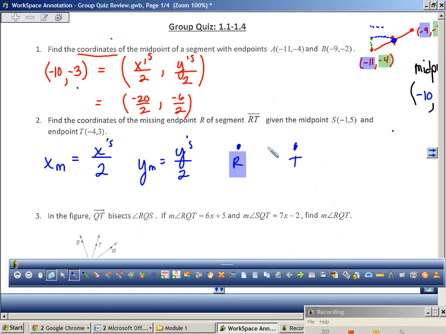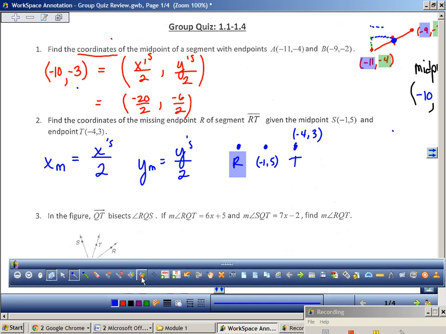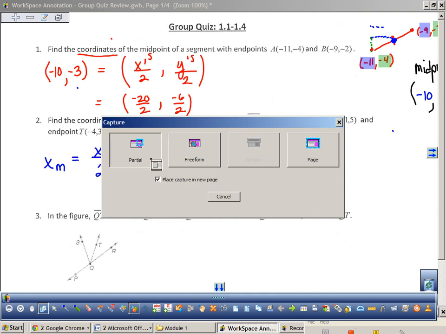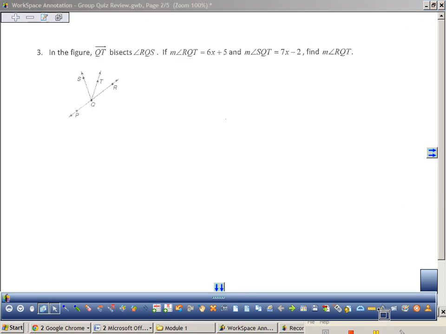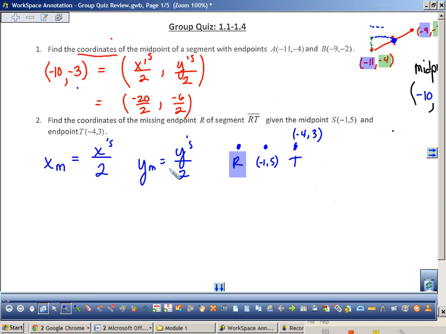Given the midpoint S, which is (-1, 5), and they give me T, which is (-4, 3). I'm going to cover this. We'll do this one in another open window, and I'll finish this one up in here.